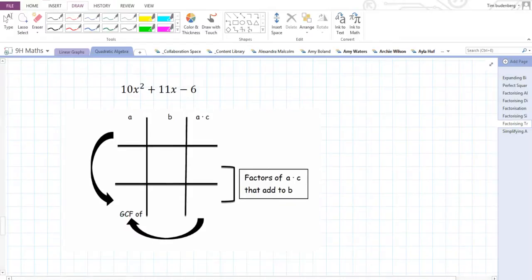All right, two more. And this just takes practice. I know they seem like lots of steps, but by the time you start going through them quickly and again and again and again, you'll be able to do these with your eyes closed. The hardest bit is finding the factors that add up to B.